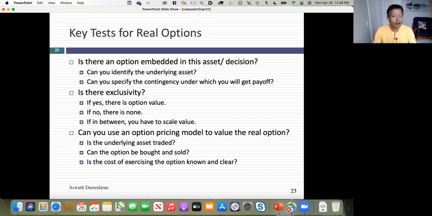Do I and I alone have the right to develop it? The more exclusivity you have, the greater the value of the option. And the third question is, can I use an option pricing model like the Black-Scholes or the binomial? And the answer to that depends on whether the underlying asset is traded and the option is traded. If they're both traded, you're getting very close to meeting every single requirement. So with every real option I present, I'm going to take you through these 3 questions at the end saying, hey, are we on solid ground using option pricing to value this real option?